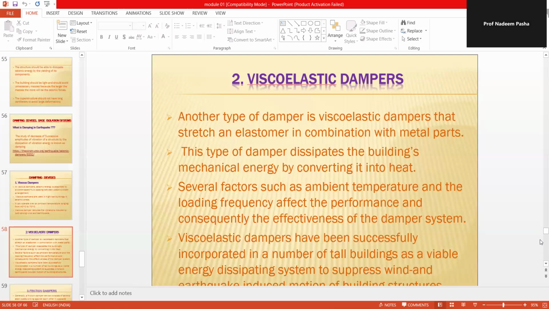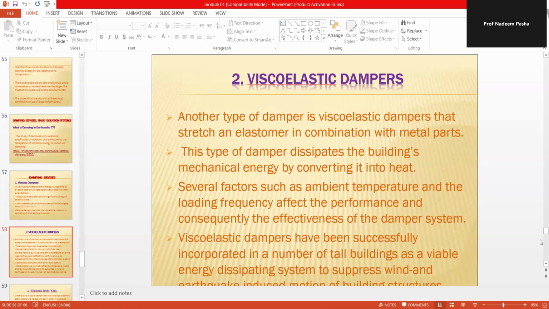What are the factors that affect these viscoelastic dampers apart from temperature? As we have just seen in the case of viscous dampers, the temperature was maintained around 40 to 70 degrees Celsius. Here also some temperature is maintained, but apart from the temperature, another factor is the loading frequency, that is, how the load is applied to the dampers. The performance and effectiveness of the damping system is affected by temperature as well as loading frequency.